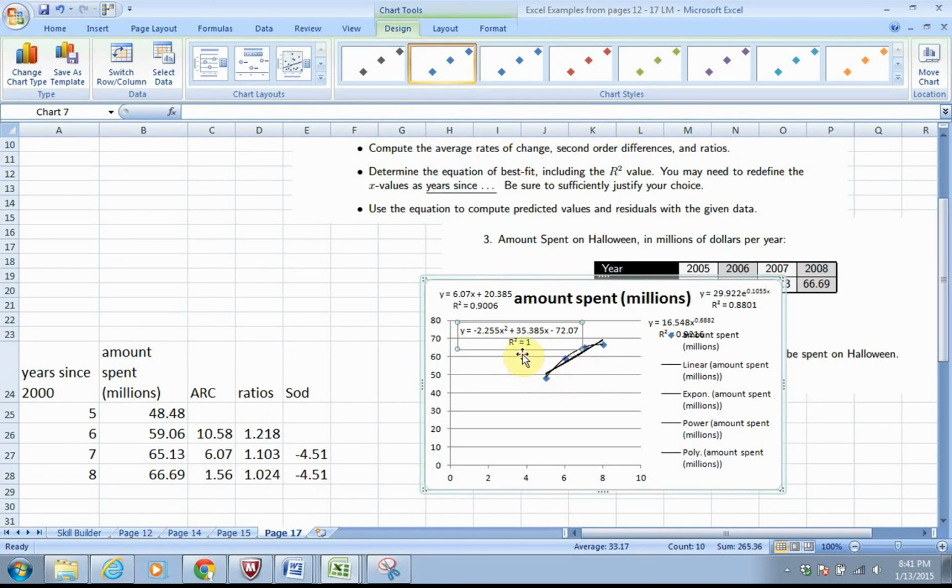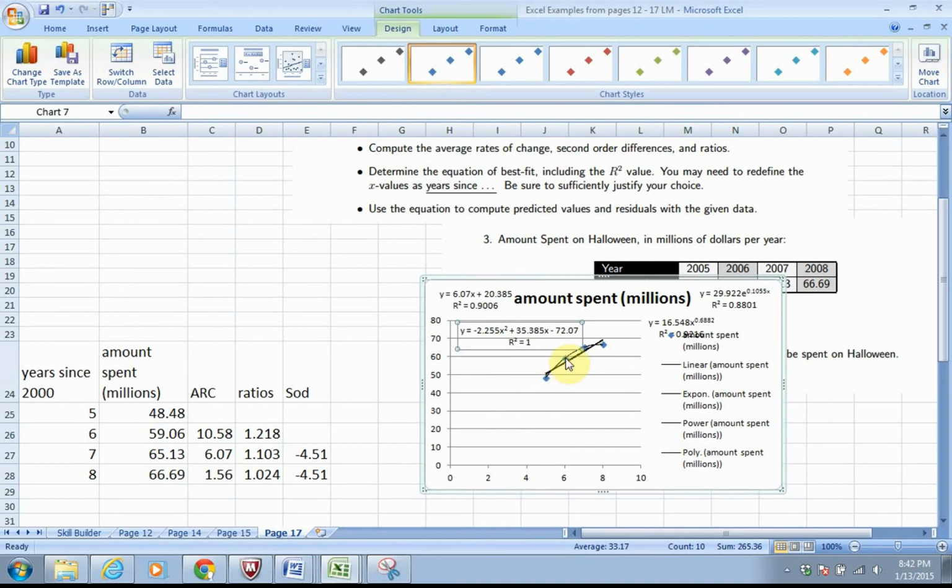And one of the things that I'm noticing is that, in fact, that second order difference, because it is the same value there, that makes sense. One of the things I want you to think about is, if we pick the quadratic as our best model, some people do, the amount spent in millions has already hit the top of our model, and then that would continue to decrease.